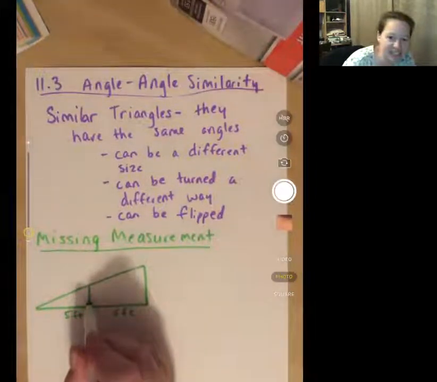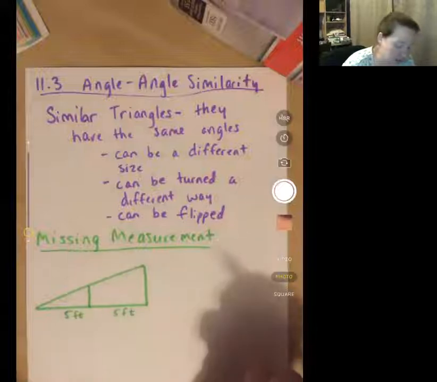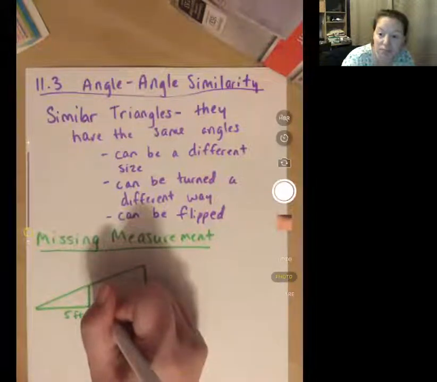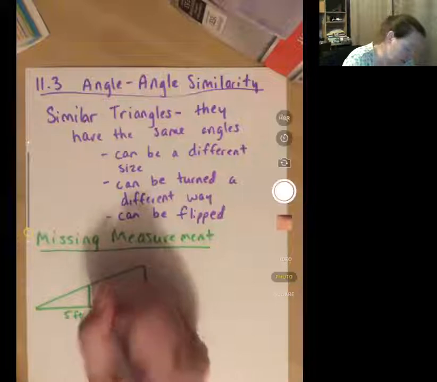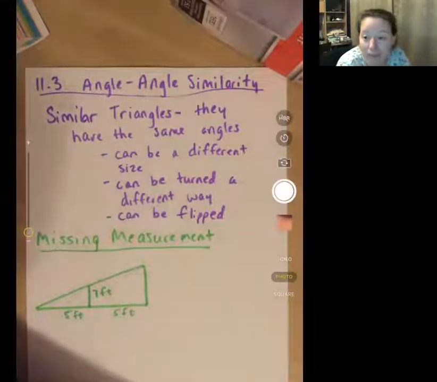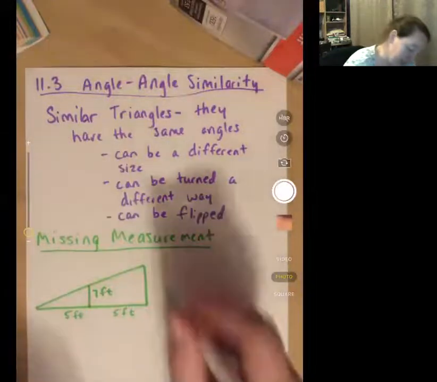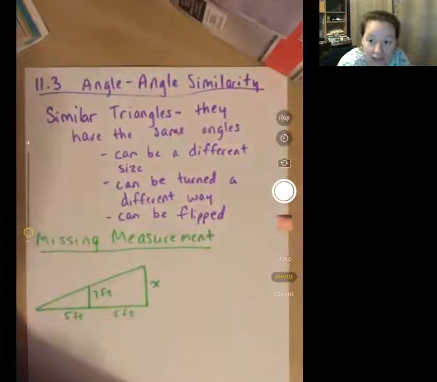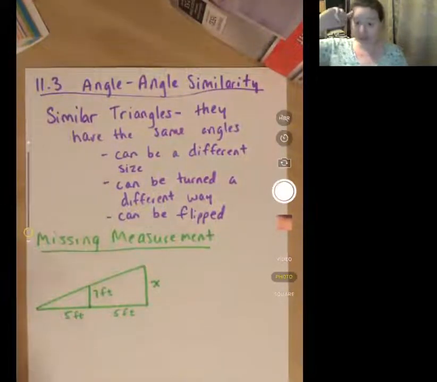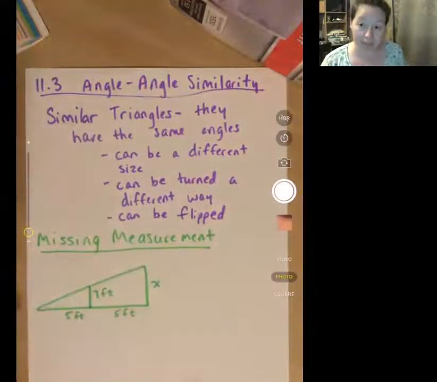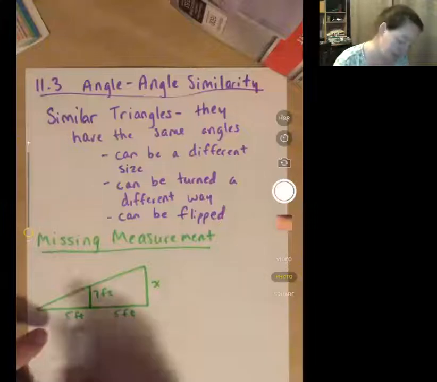This is 7 feet, maybe. Sure, let's have this be 7 feet. I know I'm going to end up with an absolutely awkward number, but whatever, it's fine. And then this is X. I do not know how many feet long that is. Since I know how many feet this is, the bottom length is a 5.